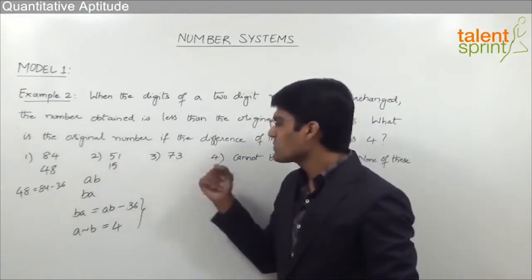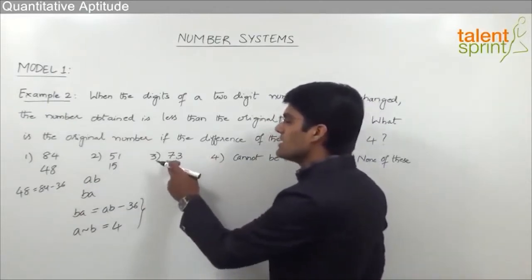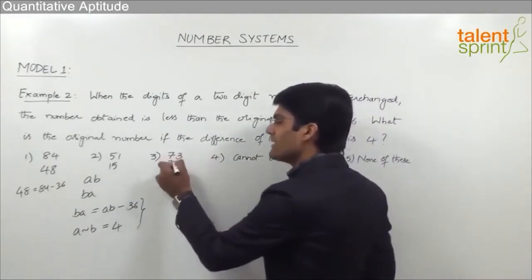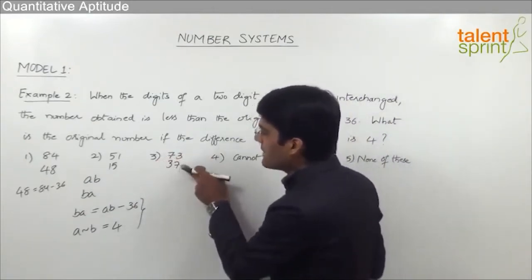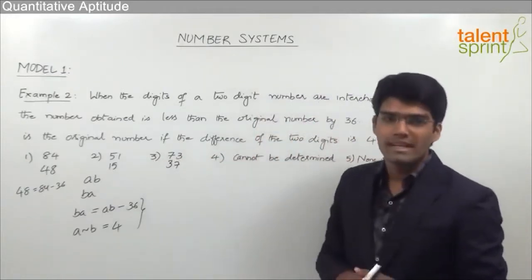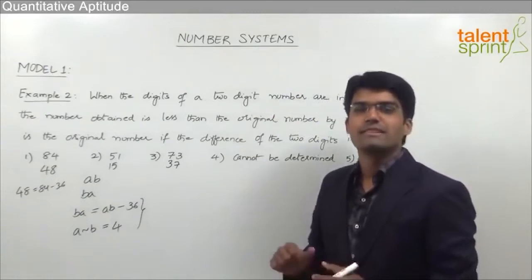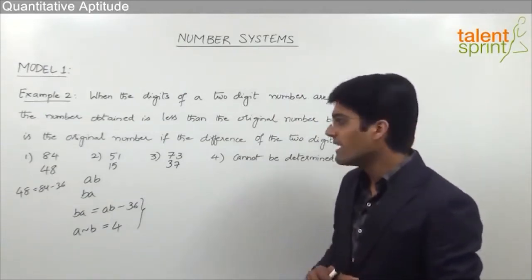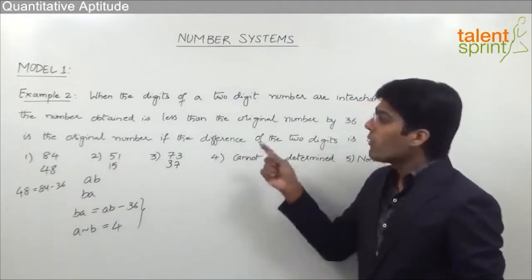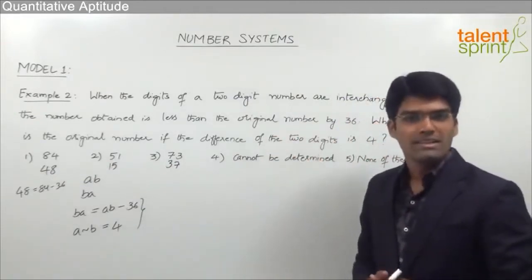And similarly, if you look at option 3, the difference between the two digits is 4. 7 minus 3 is equal to 4, and the interchanged number is 37. And 37 is nothing but 73 minus 36. So option 3 also satisfies both the conditions. So this is the twist in the given question. There is more than one answer, or more than one number, which can satisfy both the given conditions.